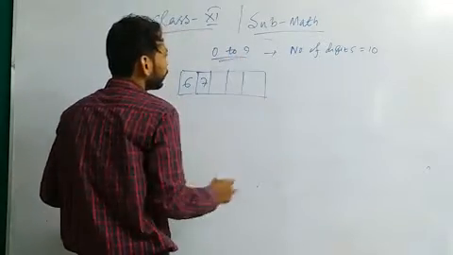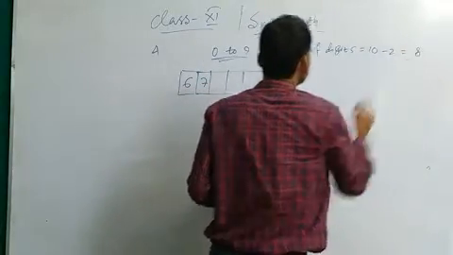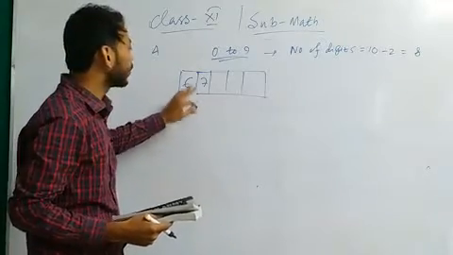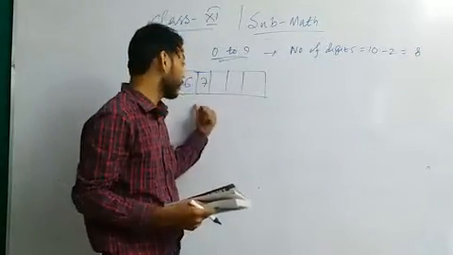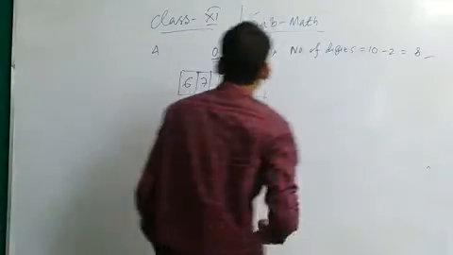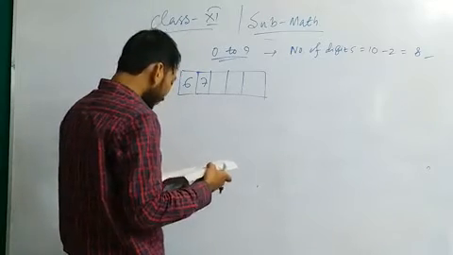From the 10 digits we have to subtract 2 because there are 2 already placed here, 6 and 7, that means 2 digits already placed here. That means 10 minus 2 equals 8. So using these 8 digits we have to make the telephone number.